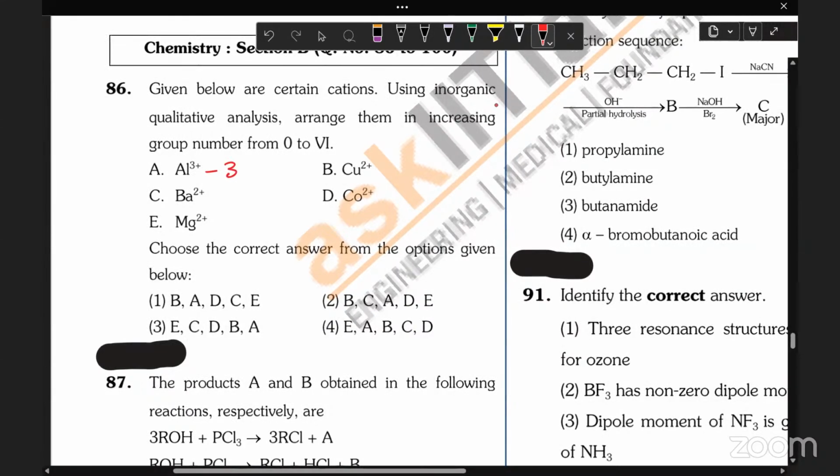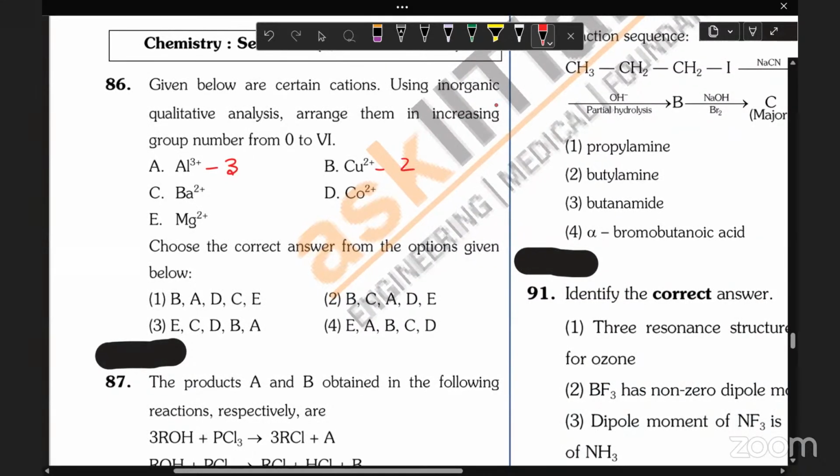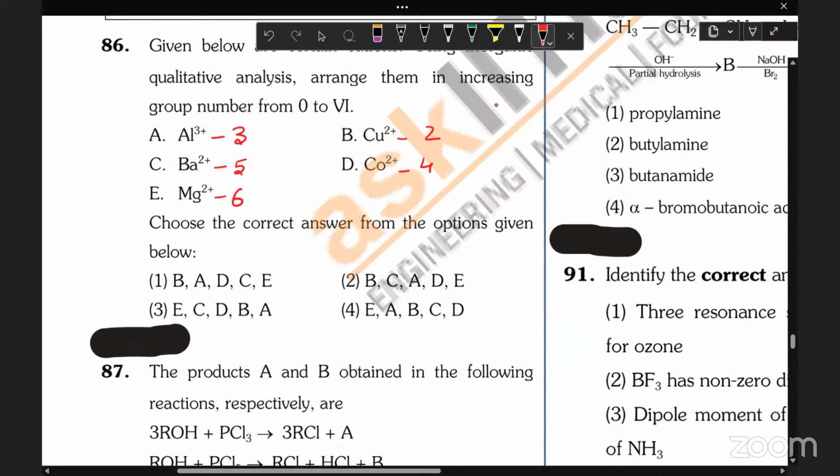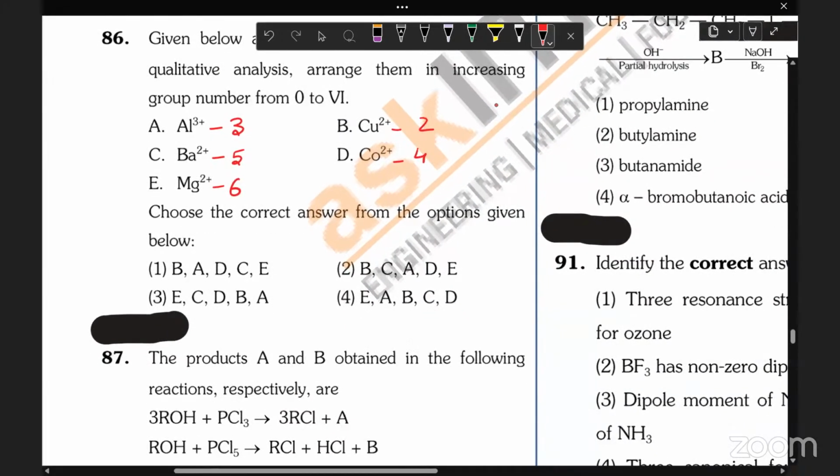Aluminium belongs to the third group, copper belongs to the second group, barium belongs to the fifth group, cobalt belongs to the fourth group, if I'm not wrong, and magnesium is from the sixth group, right? So that's how the order is. Yes. Now you cannot guess, you cannot use your brain in the exam. Either you know it or you do not know it. Because I know it, I've done it. If you do not know how the ions are arranged in qualitative analysis in different groups 0 to 6, no need to attempt, you can skip the question.